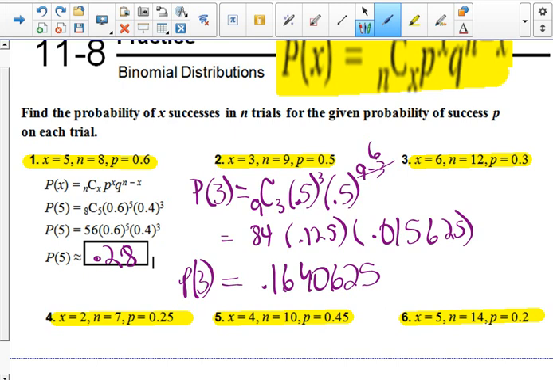So rounded to two decimal places, that's going to be approximately equal to 0.16. Okay? Is there anybody who didn't get this?